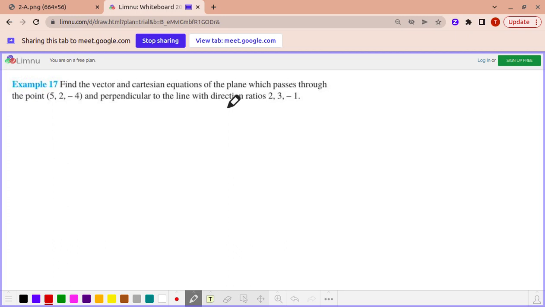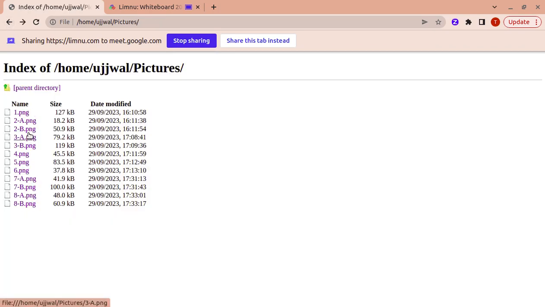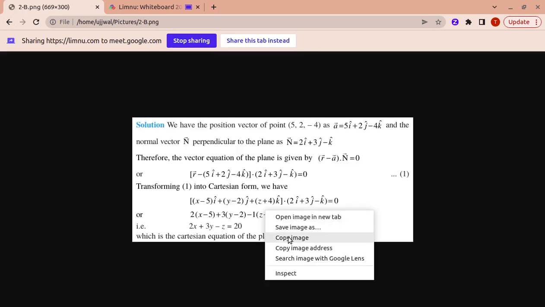So, what is given? Two pieces of information. It is passing through a fixed point having coordinates 5, 2, minus 4 and is perpendicular to the line having direction ratios 2, 3, minus 1. That means, in other words, the direction ratio of the normal to the plane is 2, 3, minus 1. Now, we need to find both the vector equation and Cartesian equation. We just derived the formula, we need to apply it and proceed further. Let me bring the solution and explain from here.